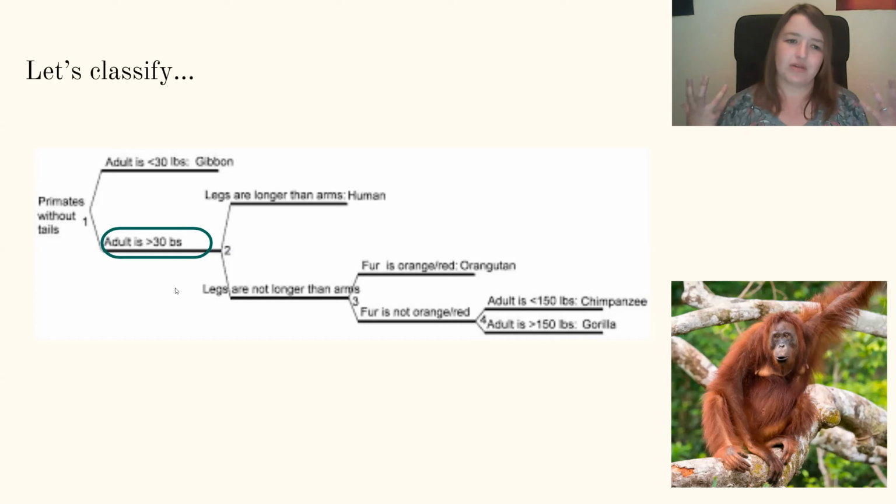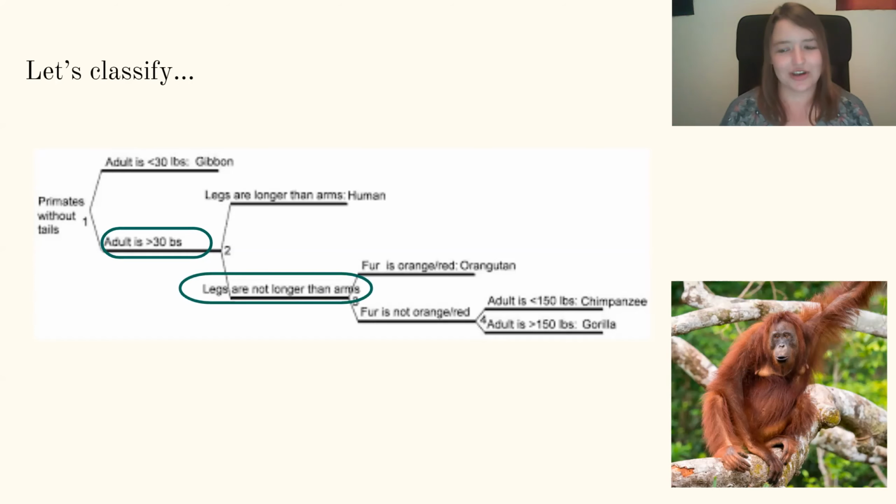Now I need to think about whether its legs are longer than its arms or its legs are not longer than its arms. Looking very carefully at this picture and leg, what do you see? Yes, the legs are not longer than the arms. So we're not talking about a human, which we probably could have guessed, but you never know, there could be an orange-haired human somewhere. Now we're looking at its fur. So we're thinking about whether its fur is not orange or red, or whether it is orange or red.